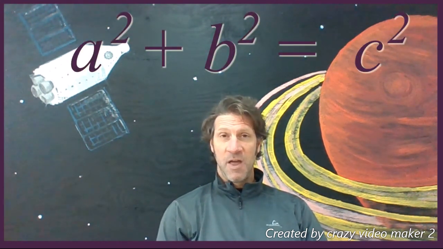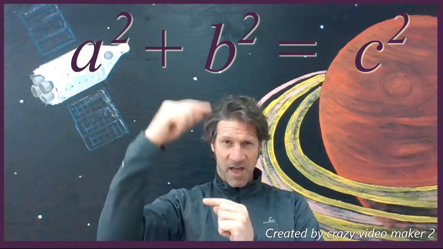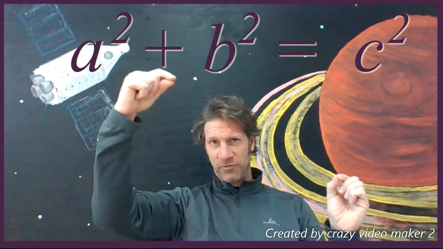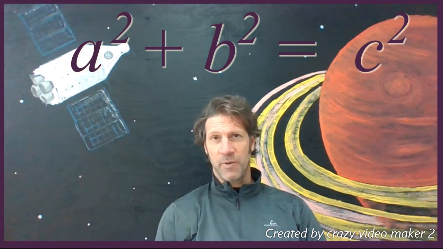So we're going to take the idea of the Pythagorean theorem here. We're going to call this horizontal distance B, we're going to call the height A, and we're going to call the distance between those two things C, and we know that A squared plus B squared equals C squared.